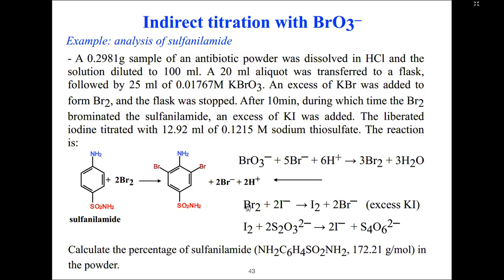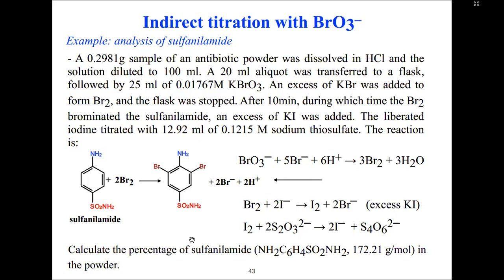I have given all the required reactions and all the required values, and the question at the end is to calculate the percentage of sulfonamide in the powder. It looks like there is a powder which contains a certain amount of sulfonamide, and you need to know what mass is present in the given mass. The given mass of the powder is 0.2981. Not all of it is sulfonamide, only a certain amount is. So you need to find out first how many grams of this is the sulfonamide. Then you can get the percentage, which is grams of sulfonamide divided by grams of antibiotic times 100%, right?